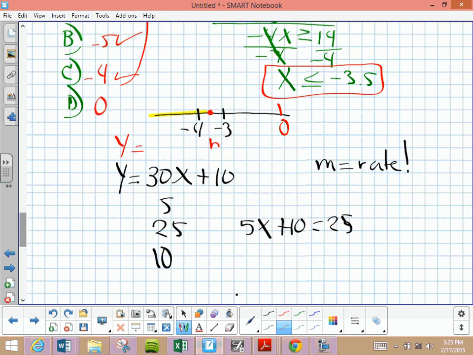You said 10 is m. No. Is it bx plus m? No, it's mx. b is 10 because you have to add it to the distance. It's y equals mx plus b, right? So what is m? 30x plus 10. That means the rate is 30, right?